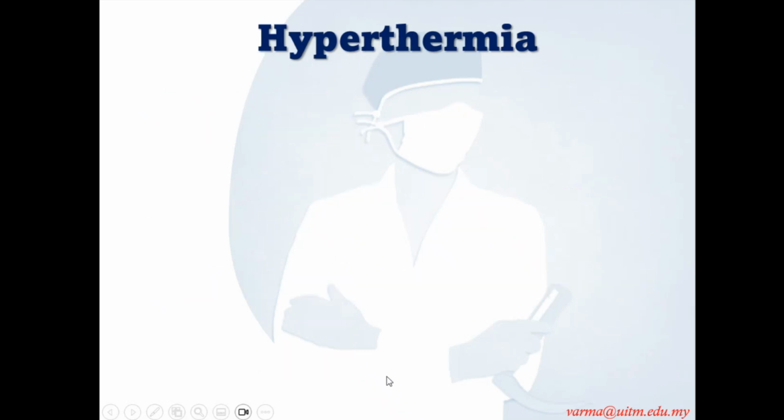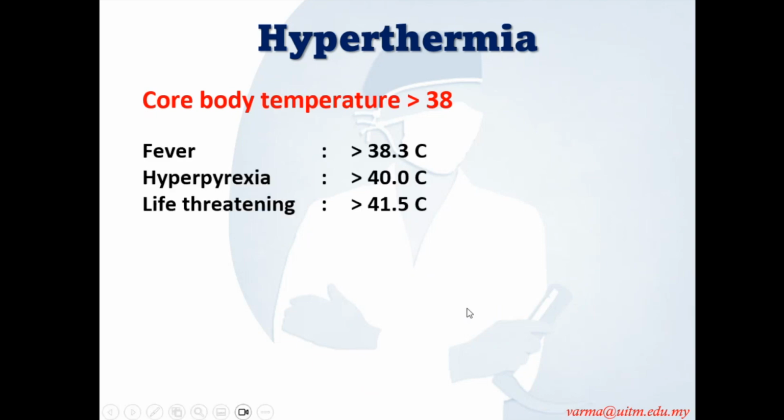Next, very briefly about hyperthermia, when the core body temperature is more than 38. Here we don't classify as mild, moderate, severe. Fever is more than 38.3. That's why in ICU, until it's 38.3, we don't take any action. Hyperpyrexia is more than 40, and life-threatening is more than 41.5 degrees Celsius. That's all for hyperthermia. I'm not going to talk much on it.